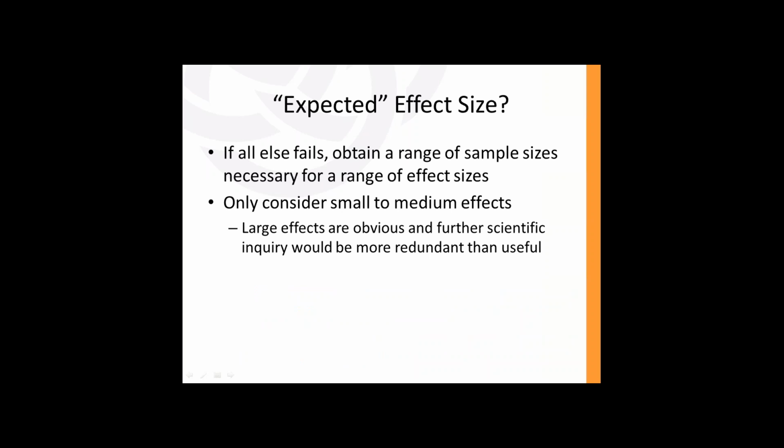Because basically, as I mentioned in this little sub-bullet, large effects are obvious, and further scientific inquiry would be more redundant than useful. So you can have a hypothesis that males are on average taller than females. Well, great, that's already established. We know that men are going to be about 6 inches or so taller than women on average. So no big deal, right? What's the point of conducting another study on that kind of finding? So again, it's important to consider only small to medium effects as your expected effect size.